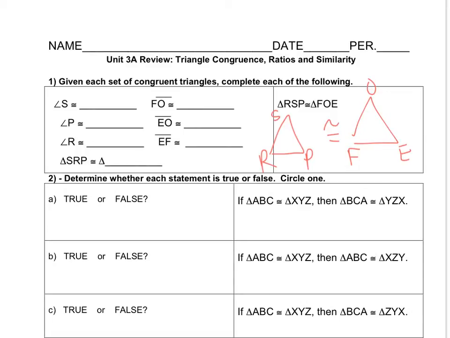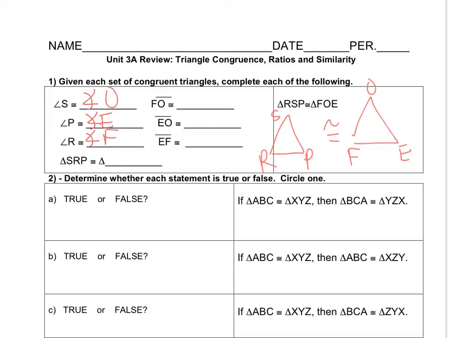On the first one, it's saying angle S, which is right here, angle S is congruent to angle O. Angle P is congruent to angle E. They're in the same position, and angle R is congruent to angle F.